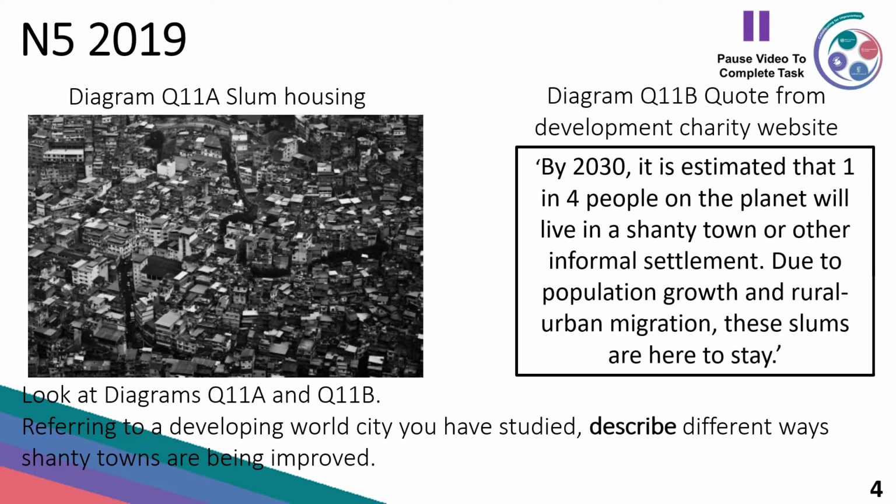It says, referring to developing world cities that you have studied, describe different ways shantytowns are being improved. And you can see there's a photograph there of a shantytown to indicate what we're looking for you to do. And then there's a quote as well. Now, it's important you have a look at those, but the question really is from your own knowledge. It's a knowledge-based question. So you want to really start off by saying, the city I have studied is, and then give us 4 distinct ways in which they are being improved.